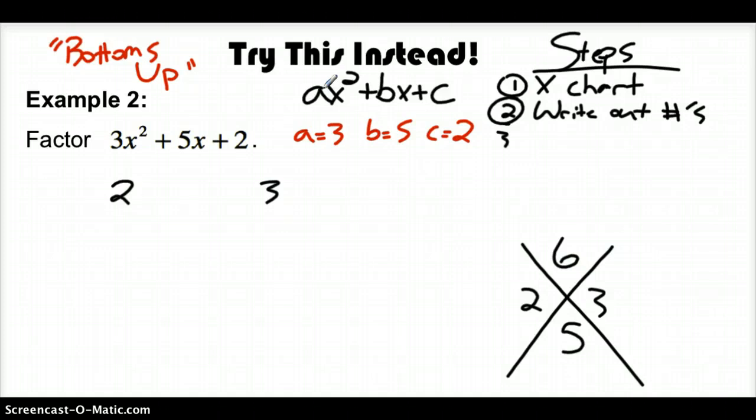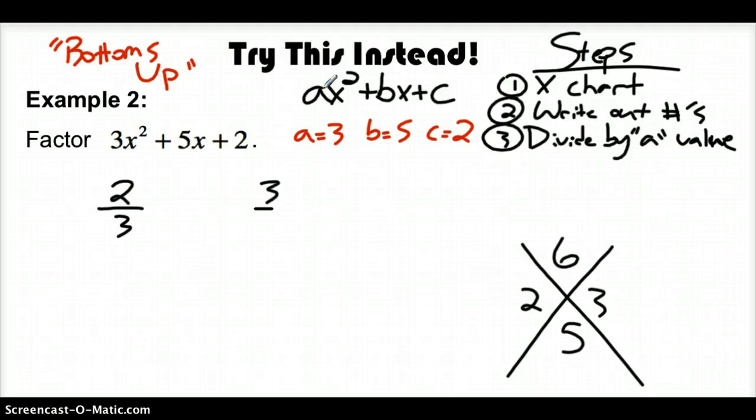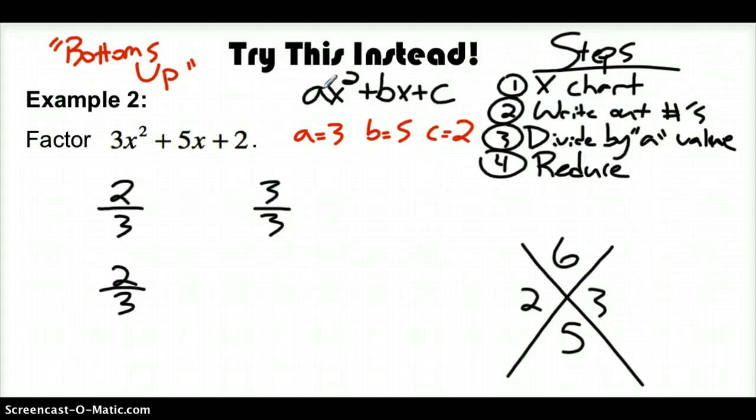Our next step was to divide by your a value. Our a value here is 3, so I'm going to divide both of these numbers by 3. Step 4 was to reduce the fractions. So 2 over 3 does not reduce, so I'm just going to write it as 2 over 3. 3 over 3 I can write as 1 over 1.